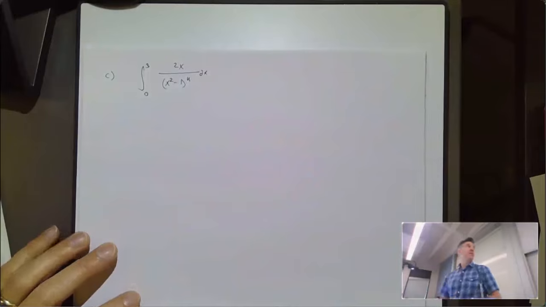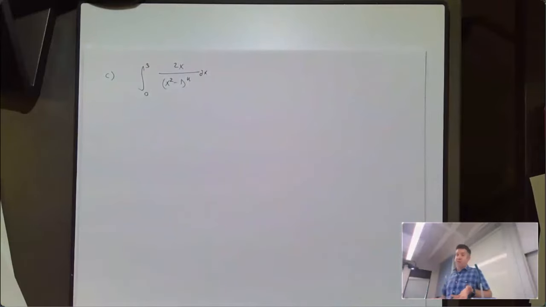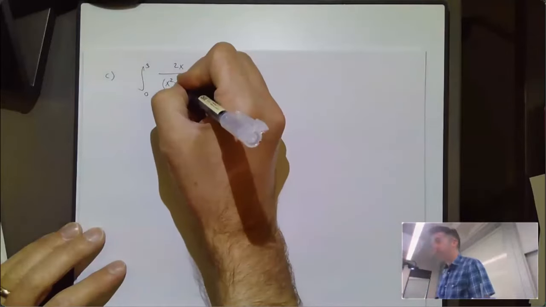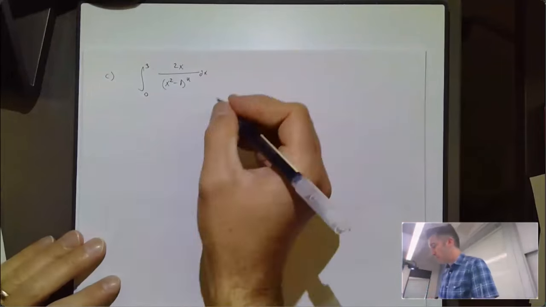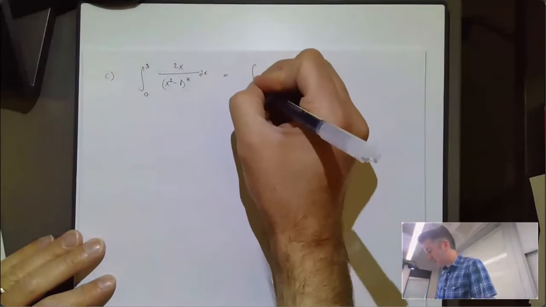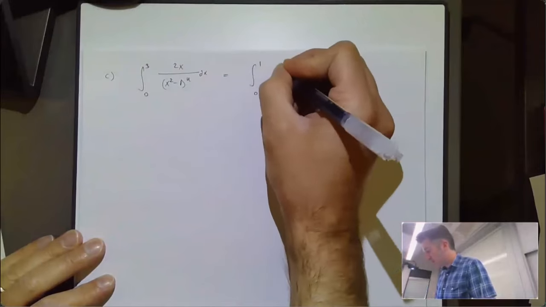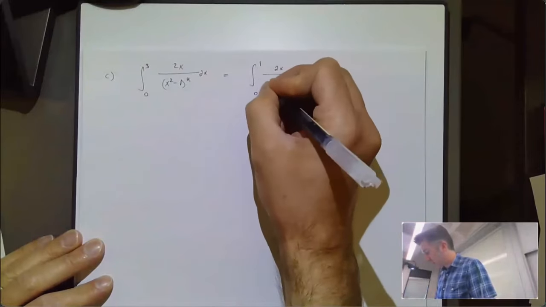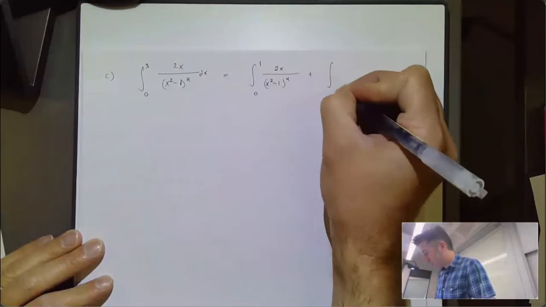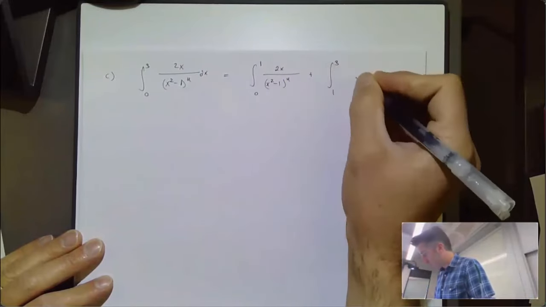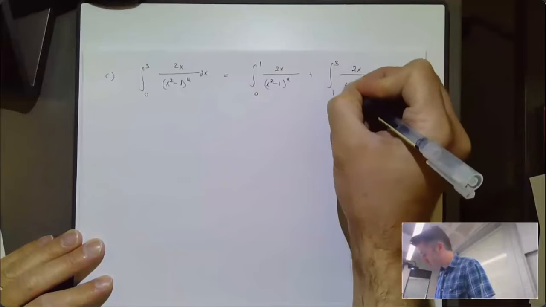And so where do we need to break this one up? What's our problem point? Not 2. Sorry. Yeah, it is 1. Because if we plug in 1, it's going to be 1 minus 1 in the denominator. So we definitely need to write this as the integral from 0 to 1 of 2x over (x squared minus 1) to the 4th, plus the integral from 1 to 3 of 2x over (x squared minus 1) to the 4th.